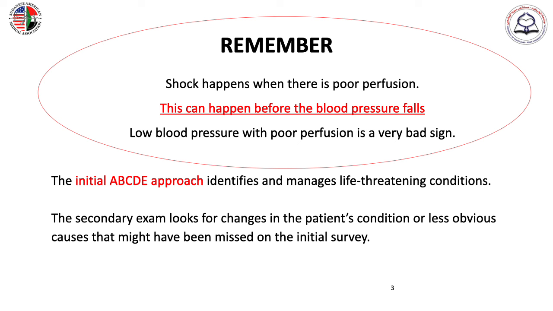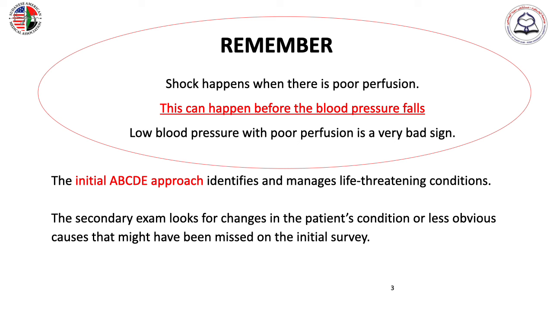Shock happens when there is not enough delivery of oxygen to the tissue. A patient with shock has features of sympathetic surge like tachycardia, tachypnea, and sweating, and initially the blood pressure can be maintained because this is a compensatory phase. At this phase, you can see the hypoperfusion in the brain from confusion, irritability, low urine output, and cold extremities. Later on, when it becomes decompensated, the blood pressure drops. So low blood pressure with poor perfusion is a very bad sign.